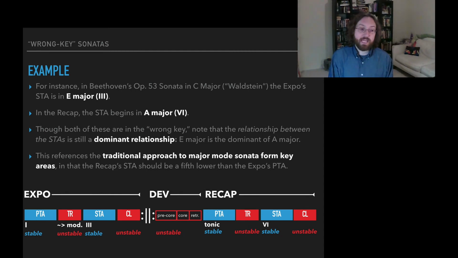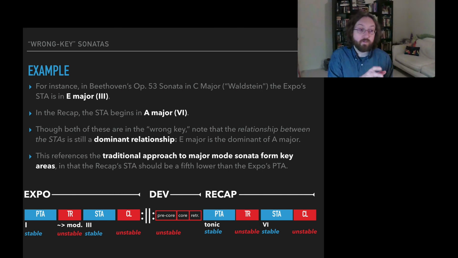So in this case, we still have a dominant relationship between E and A. E is the dominant of A, 5-1. This references the traditional approach to major mode sonata form key areas, that is, moving down a fifth when we resolve from the exposition secondary theme area to the recapitulation's secondary theme area. This is just one way to treat wrong key sonatas.